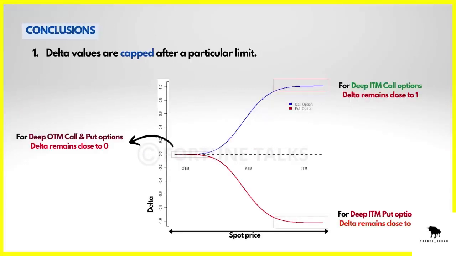So one of the key takeaways from this graph is that delta values are capped after a particular limit. This means that irrespective of how much the spot price falls, and even if the call option goes from out of the money to deep out of the money, the option's delta will cap and will remain at 0. Similarly, even when the option moves beyond ITM to say deep ITM, the delta value does not change or it stabilizes and stays at its maximum value of 1. You can notice similar characteristics for put options delta also.